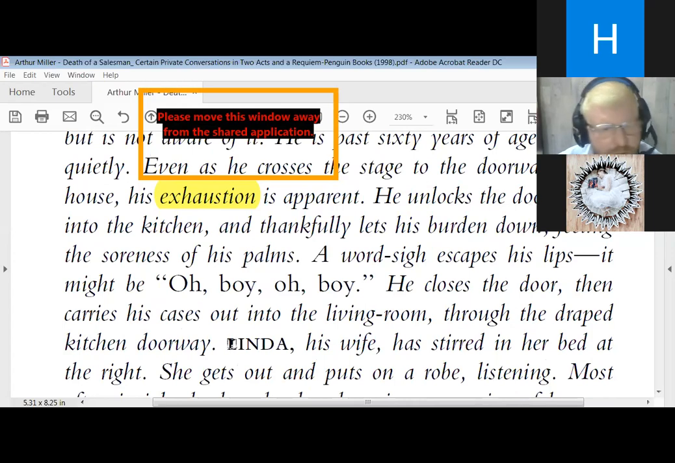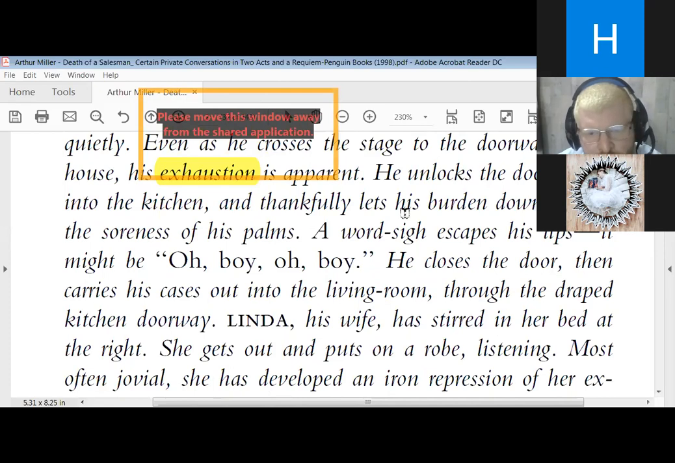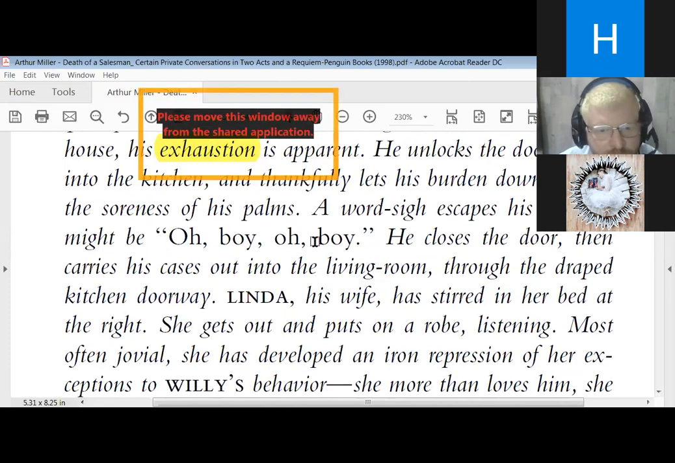He unlocks the door, comes into the kitchen, and thankfully lets his burden down, feeling the soreness of his palms. So his hands were sore, kind of aching him. A weary sigh escapes his lips. It might be "oh boy, oh boy." So this is the first sentence in the play, the first sentence that a character utters in the play, this "oh boy, oh boy," and mainly he might be thinking about Biff. So the word "boy," I think, mainly was referring to Biff.